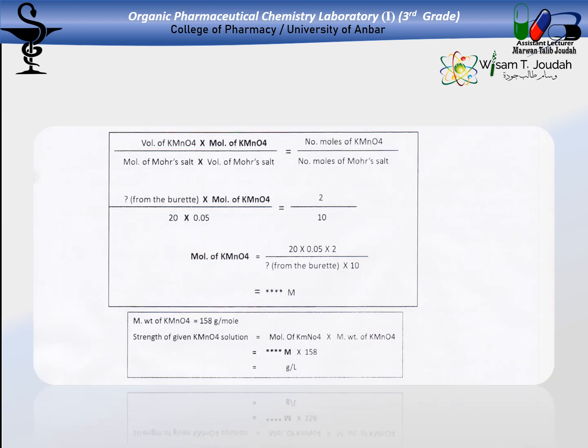So the volume of the KMnO4 times the moles of the KMnO4 over the moles of the Mohr salt, times the volume of the Mohr salt, equals the number of moles of the KMnO4 over the number of moles of the Mohr salt. And now this is the missing one right here. Let me just highlight it. This is the missing one. Times 20 times 0.05 equals 2 over 10, the number of moles of the KMnO4 from the equation, and we get the moles of the KMnO4 as written right here.